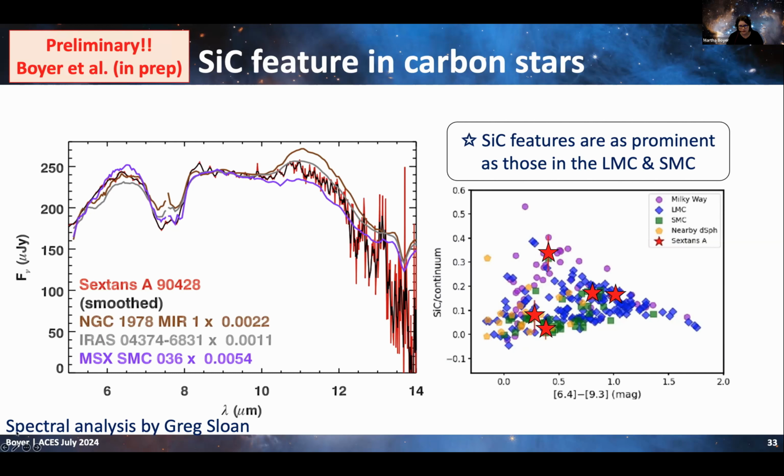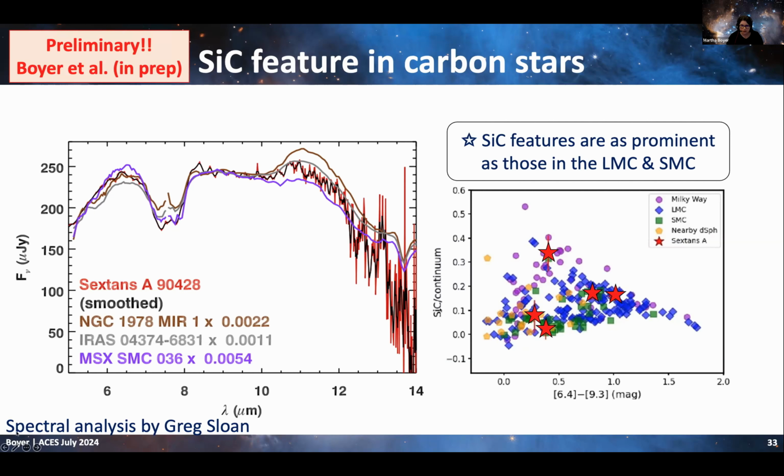And you can see that this feature is right where it should be. And when you measure the strength of it and compare that to what we're seeing in other galaxies, you get what's on the right over here. The stars are our 5 stars, and then all this other data is from the Milky Way, the Magellanic Clouds, and other nearby dwarf galaxies.